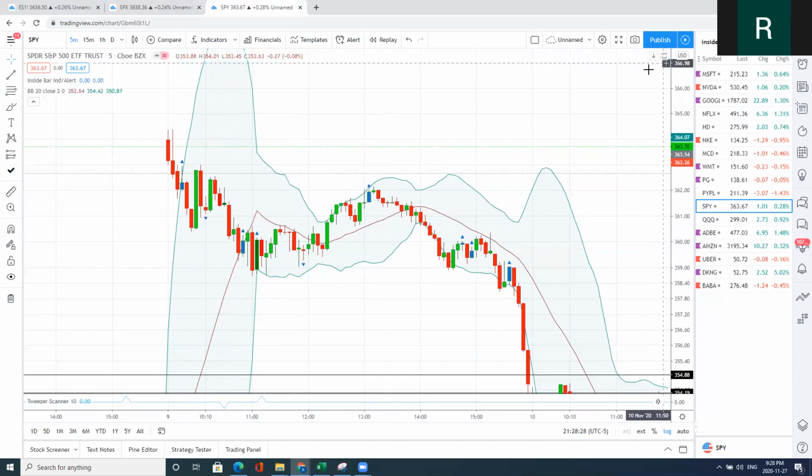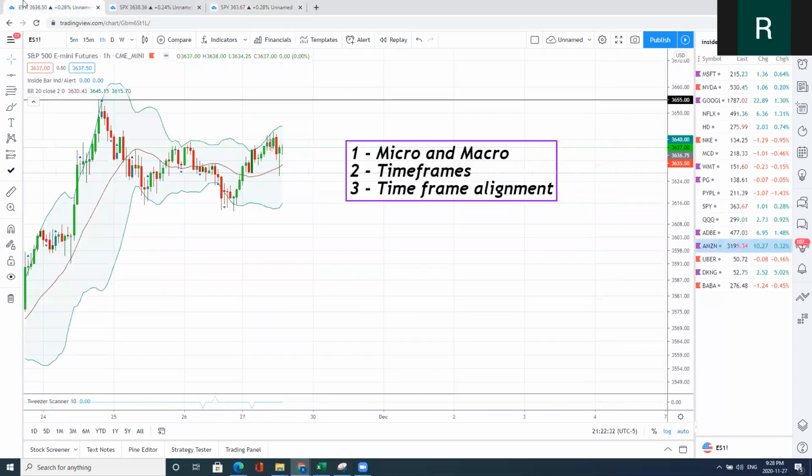So if you're really, really aggressive, you can play just the candle. And I like doing that candle style of playing on higher time frames. So if we get a weekly bar, we can play a weekly bar like that. Okay, so this is the micro. Now let's go back to our topics.